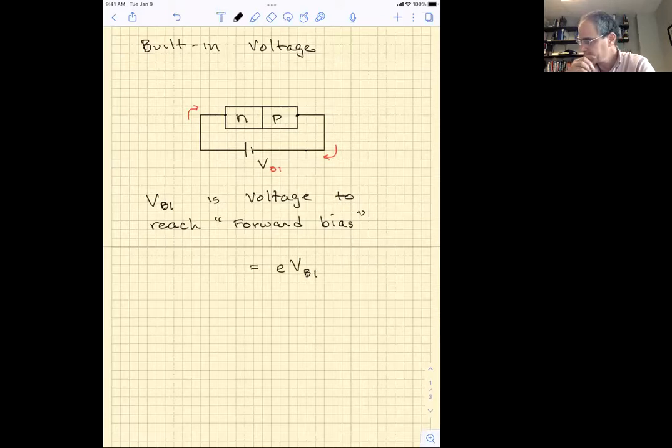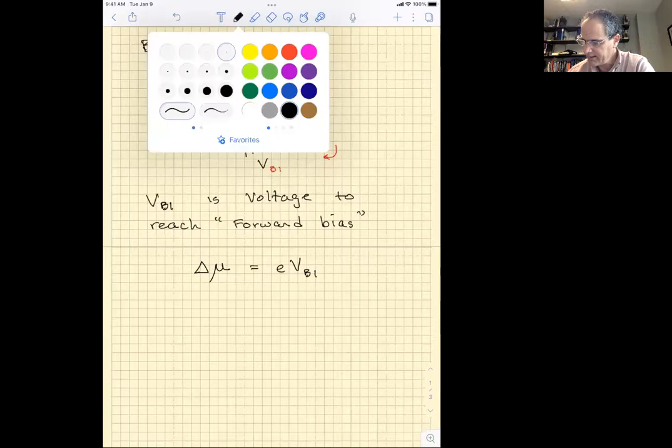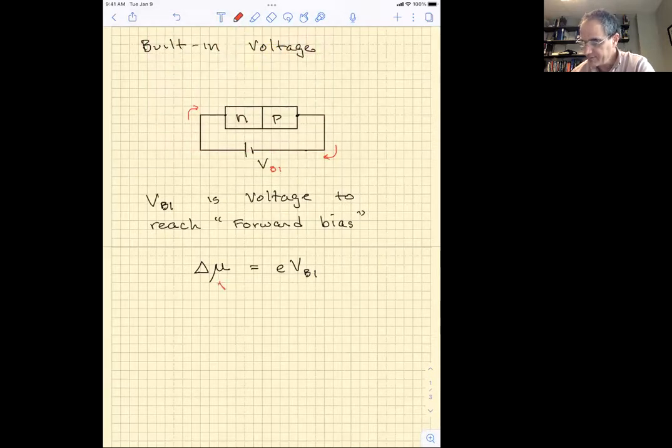Okay? And we'll write it this way. We'll call that work delta mu. And this is a work per electron, the minimum work per electron to take an electron around the circuit from the P side of the semiconductor to the N side.